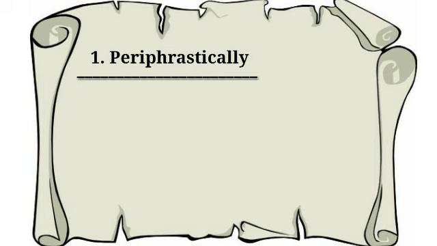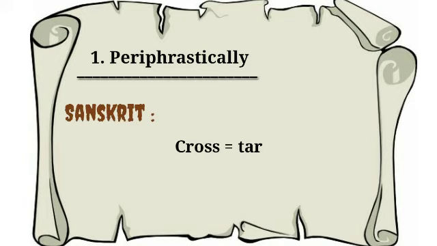Feature of tense. The first, periphrastically, that is using more than one word to address a tense. For example, in Sanskrit, in the word cross or tar, it becomes atarisat because a for imperfect, tar for cross, ishi for present, and at for past. So that we know there are more.